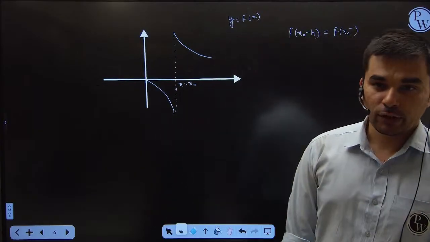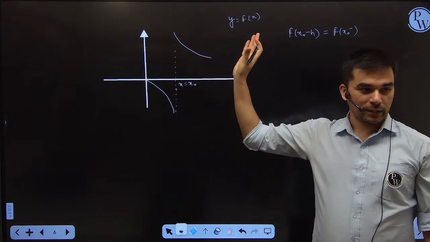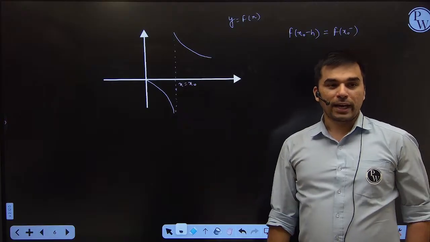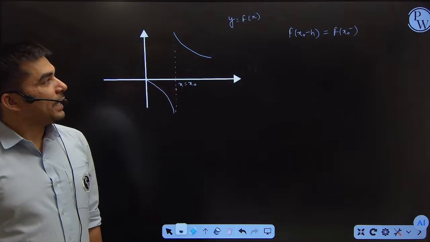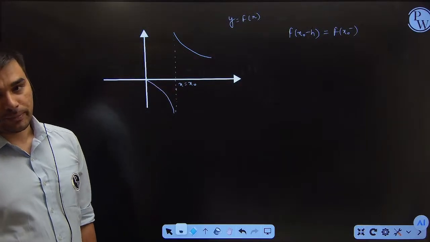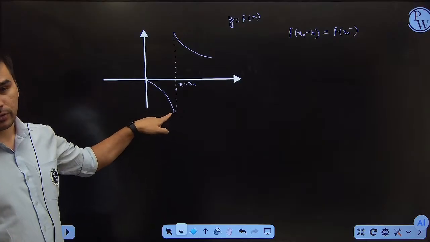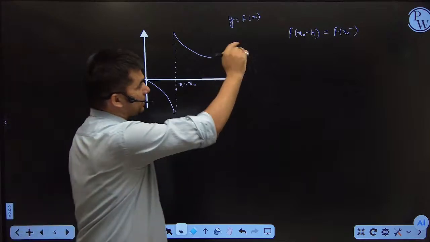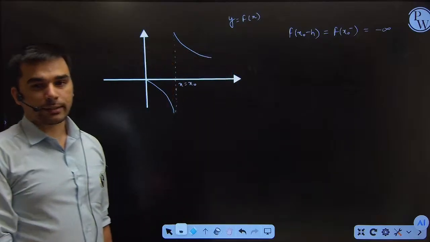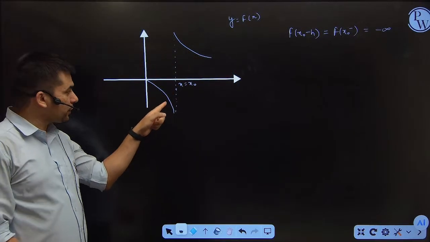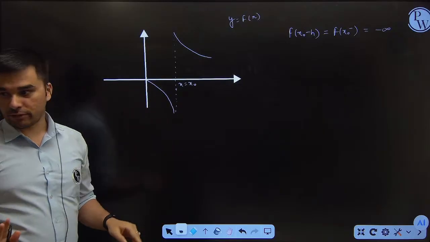So f of x naught minus, what about that? Is that a positive value or negative value? This is a function which has been plotted in the xy plane. You are able to observe the graph, right? If I ask you what is the value of this function at x naught minus, what's the value of that? Tending towards negative infinity. So can I say that the value of this function at this particular point is minus infinity? Because this graph is asymptotic, it is tending towards infinity. As we approach x is equal to x naught, the value of the function is tending towards minus infinity.